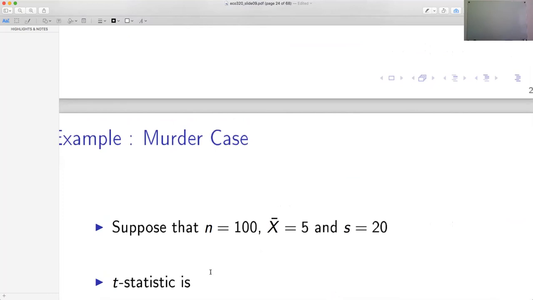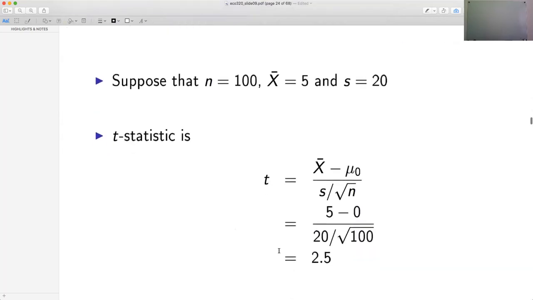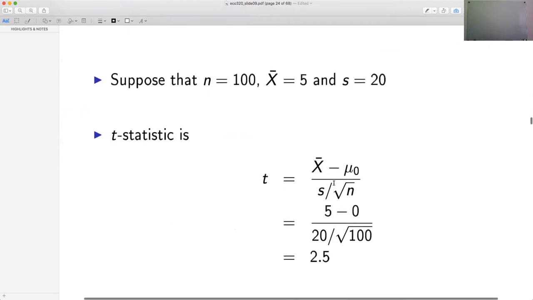Try to find the T statistic without looking at the answer. This would be good practice for the midterm and for your own understanding. So X bar was 5, mu 0 was 0, our null hypothesis, and S was 20, and N equals 100. Plug in, and you would get 2.5.